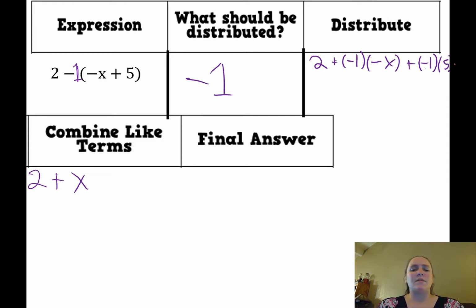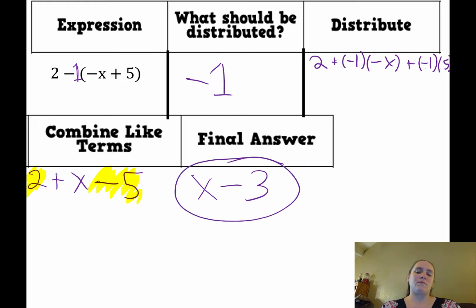And negative 1 times 5 gives me a negative 5. So now I'm going to combine my like terms, which in this case are only 2 and -5. So I get 2 plus a -5, leaving me with x minus 3.